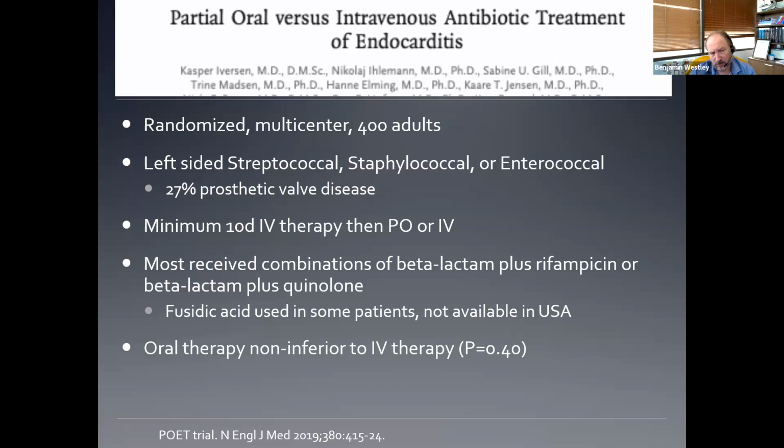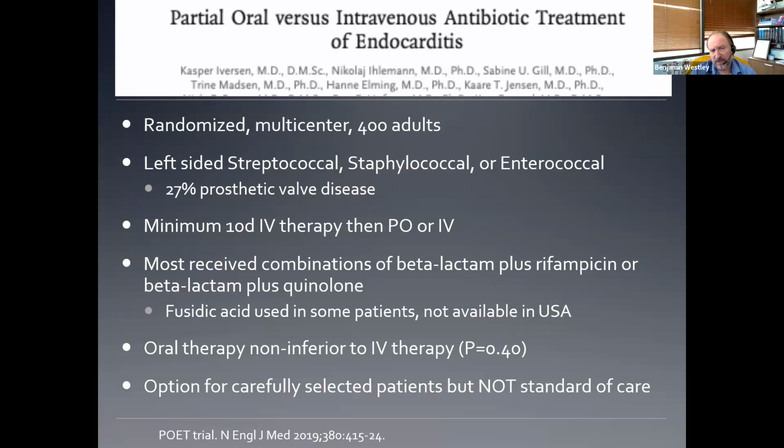They did, however, find that oral therapy was not inferior to IV therapy. This may be an option then for carefully selected patients. It's not the standard of care in our country. Many of the regimens used there were not available.